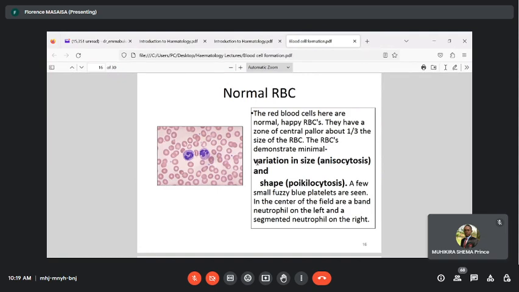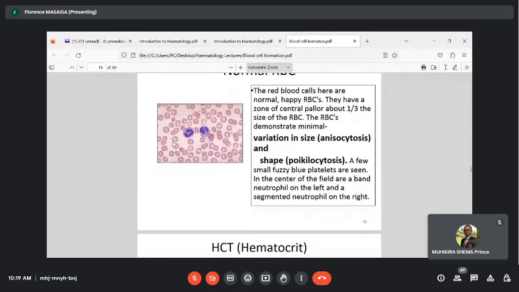You see the small one, you see the big one. Then poikilocytosis means variation in shape. You see that they have different shapes. The one here compared to this one, they all have different shapes. So this is poikilocytosis.